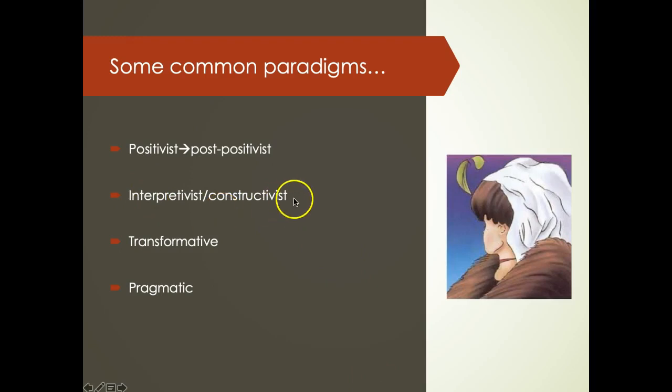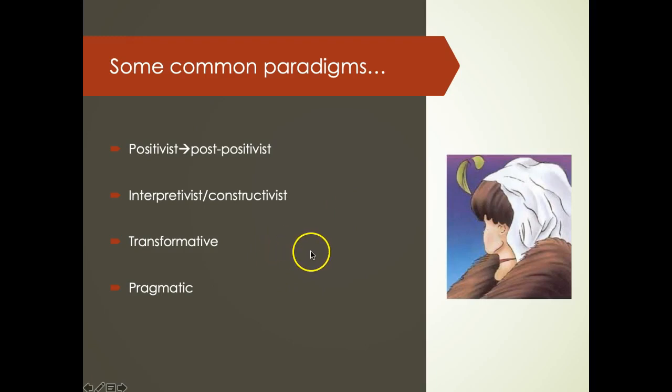Interpretivism and constructivism are about understanding of the human condition and social phenomena. From this perspective, reality is not determined, but rather it is socially constructed. So unlike positivism and post-positivism, which are viewed as value-free, this perspective doesn't even try to be value-free, but rather invites a discussion around values and makes that very much a part of what's going on in the research.